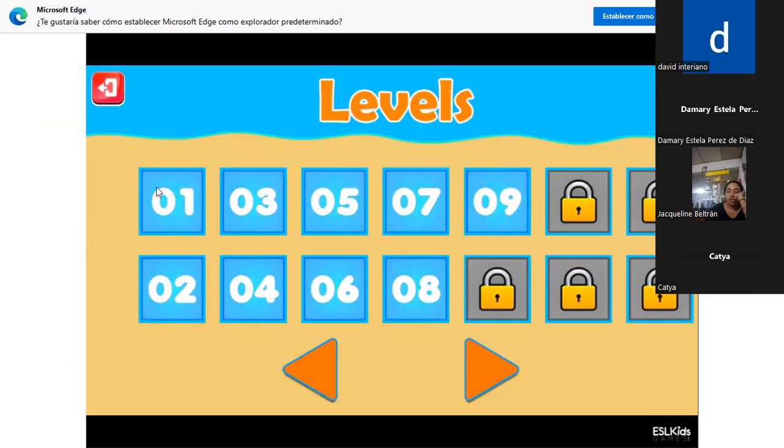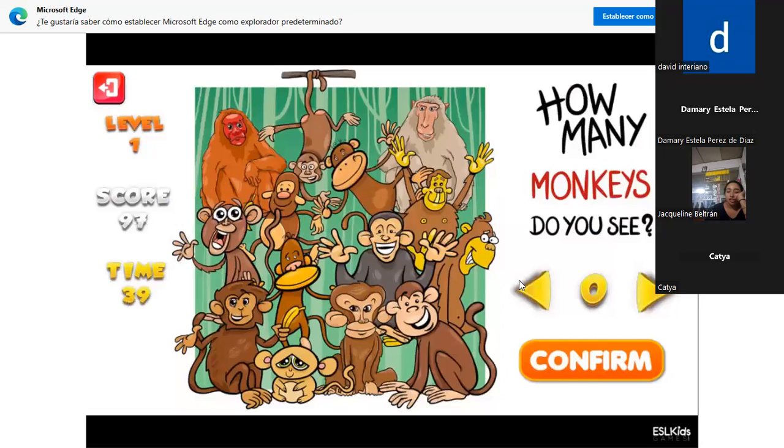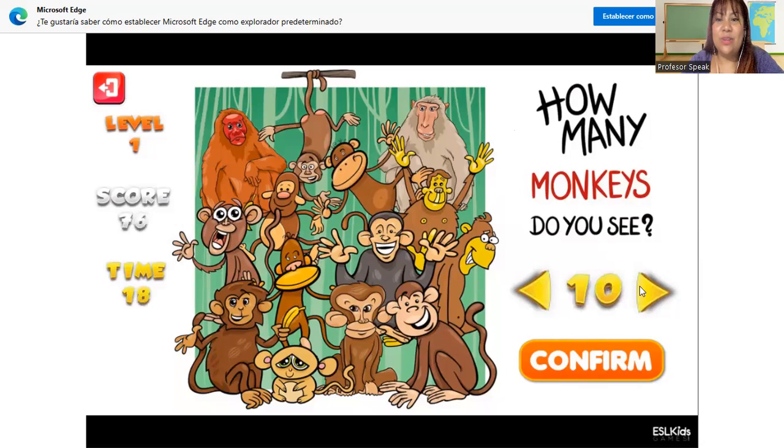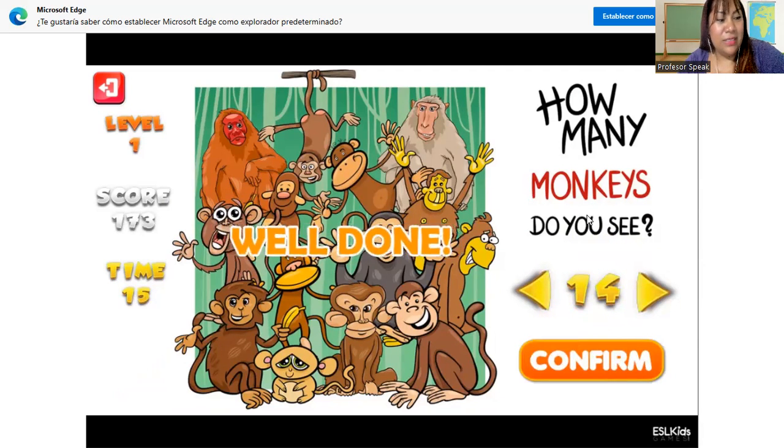Yes. Okay, so I'm gonna show you a picture and you have to tell me how many are in the picture. Let me give you one example. You have number one. That's an example. Second. How many monkeys do you see? But you have to be super fast. 14. Okay, so Damari says 14. Are you sure? 15. Okay, so Damari first. Let's see. Yeah, so Damari, you're group number one, right? Yes, teacher. So group number one, you had the first point.